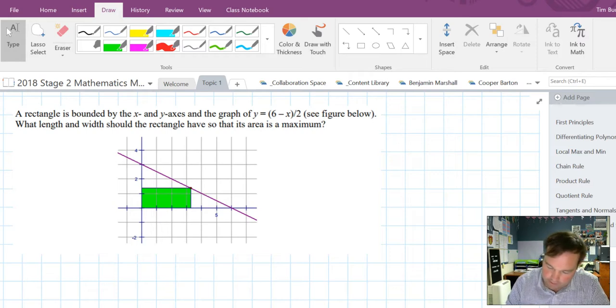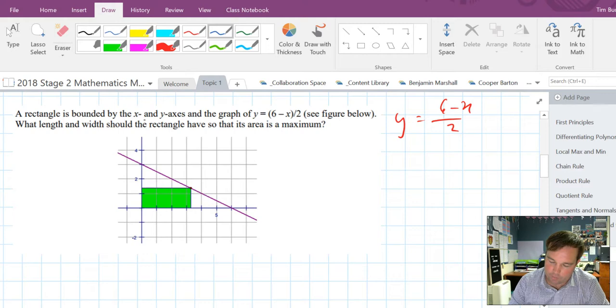Here, a rectangle is bounded by the x and y axis, and the graph of y equals 6 take x on 2. Now, what length and width should the rectangle have so that its area is at a maximum? So what they're basically saying is we can put a point anywhere on this line, and we're trying to find something that maximizes the area. So it could be that red one, the green one they've drawn, or any other point along that line.